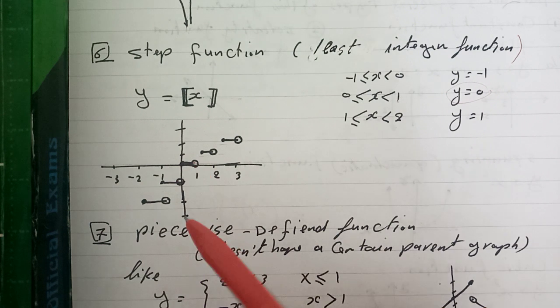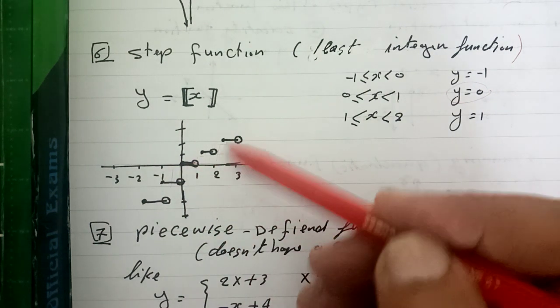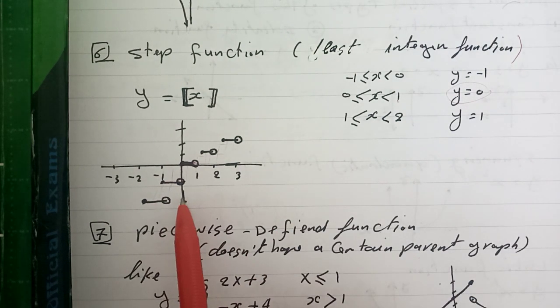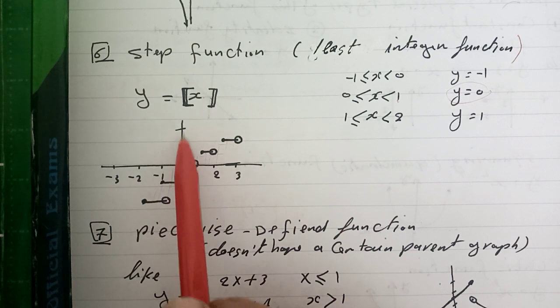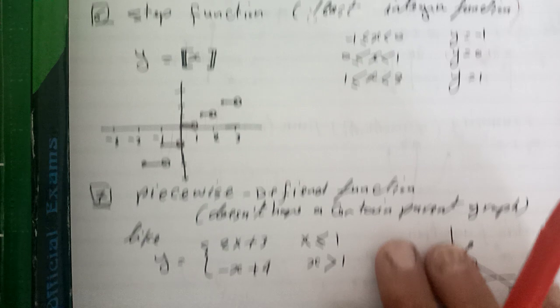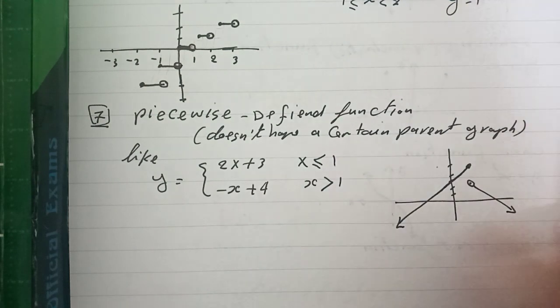The domain of this step function is all real numbers. Look, it covers all the x-axis, but the range is only the integers. Only the integers means -1, -2, 0, 1, the set of integer numbers. This is the step function.